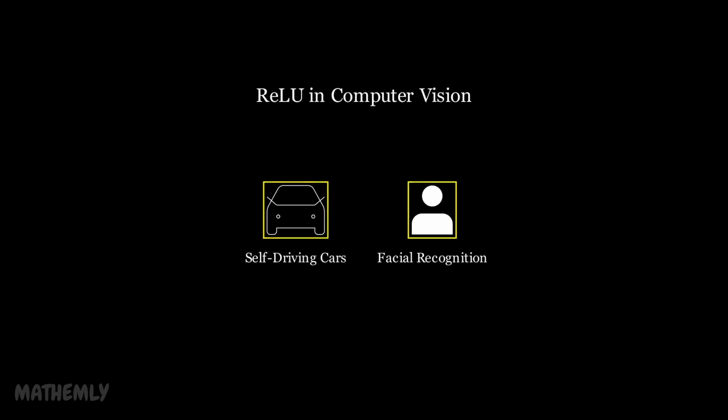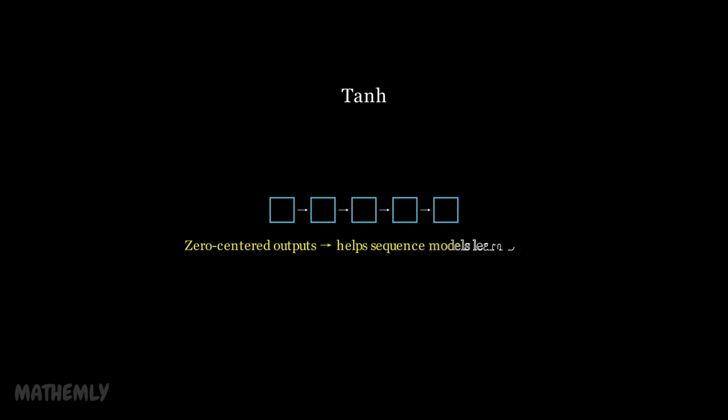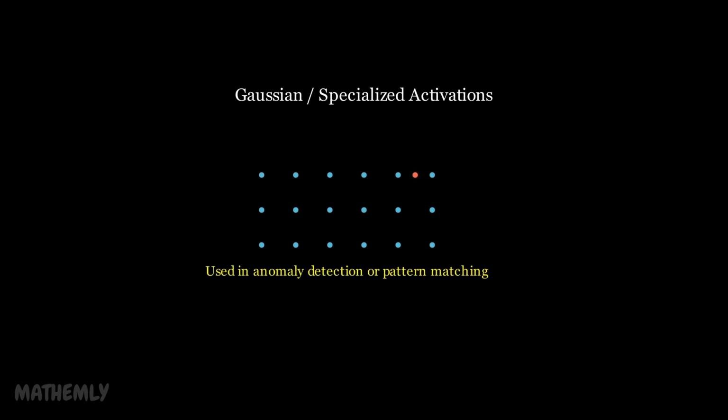Activation functions aren't just abstract math, they power real applications. Sigmoid is used when we need probability outputs like predicting whether an email is spam or not. ReLU dominates in computer vision, making it possible for systems like self-driving cars and facial recognition to learn quickly from huge image datasets. Tanh has been used in sequence models where zero-centered outputs are useful. And specialized activations like Gaussian appear in anomaly detection or pattern matching problems.